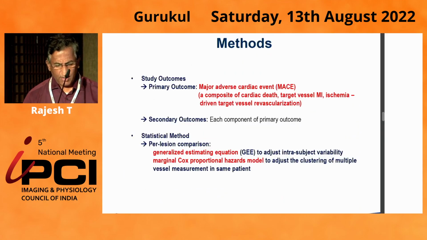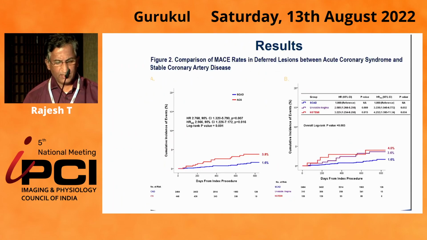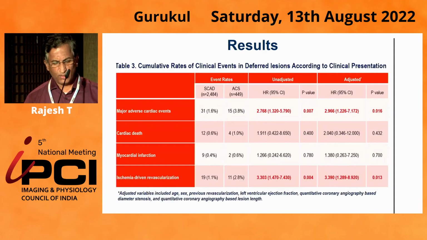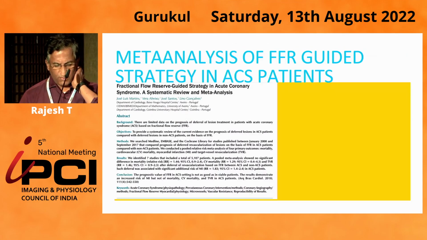Again, there's a Korean registry. We looked at the same outcomes, and again, the findings were more or less the same, that the MACE events were significantly higher in patients who presented with acute coronary syndrome compared to patients with stable coronary artery disease. And again, at different values of FFR, the MACE rates were higher when comparing patients with stable coronary artery disease and acute coronary syndrome. The meta-analysis again confirmed the fact that FFR value in a non-culprit vessel in the ACS setting may be fallacious, may not be a good indicator for keeping patients on medical management as far as acute coronary syndromes are concerned.